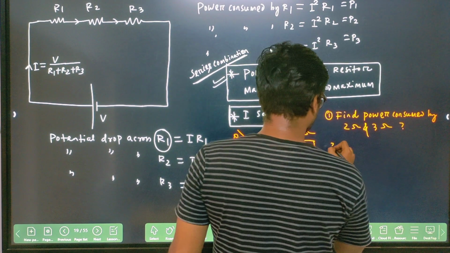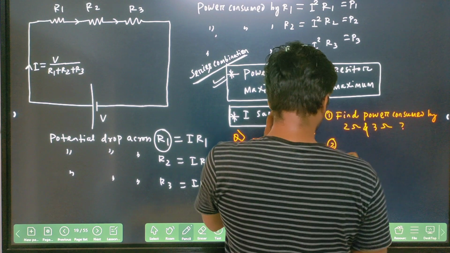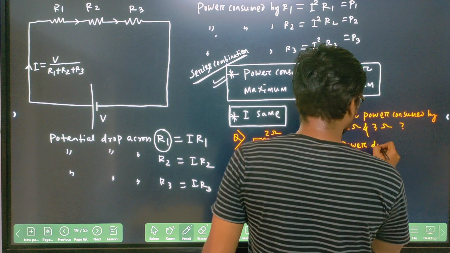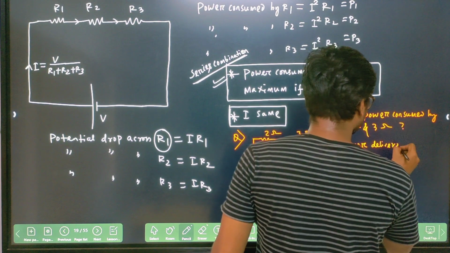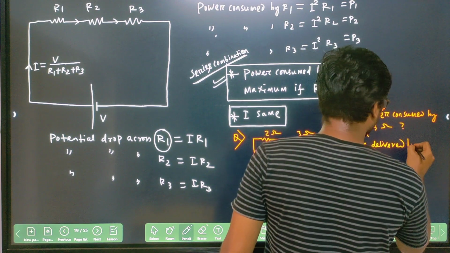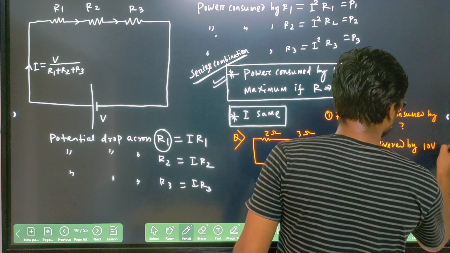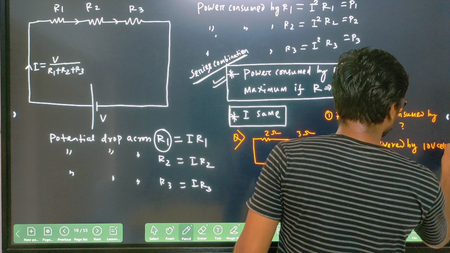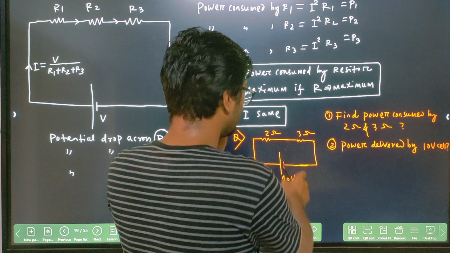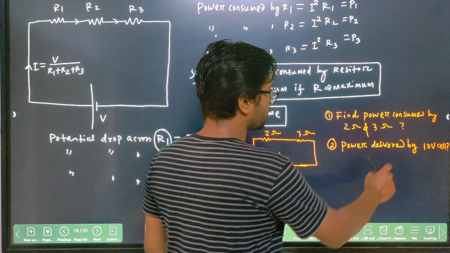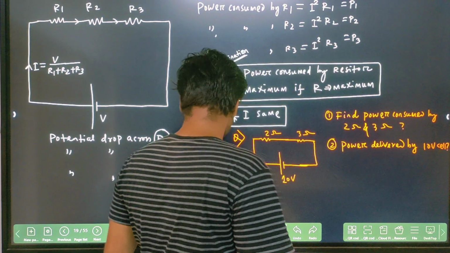Second thing you have to find out: power delivered by the 10 volt cell, right? This cell has no internal resistance, you can say that ideal cell I am taking, right? So power delivered by the 10 volt cell.